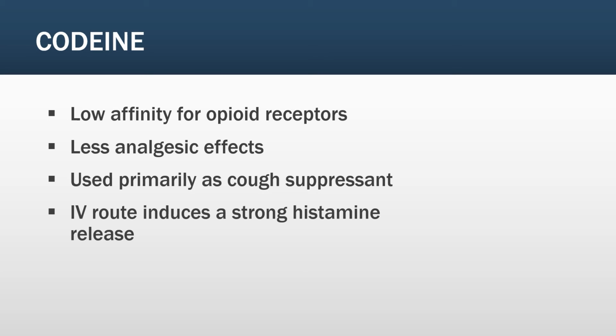Codeine also is used less frequently in the ICU due to its low affinity for the opioid receptors, causing less of an analgesic effect. It is used primarily as a cough suppressant or for mild to moderate pain, often combined with Tylenol. Codeine is only given through the oral route, as if it's given IV, it produces a strong histamine release.